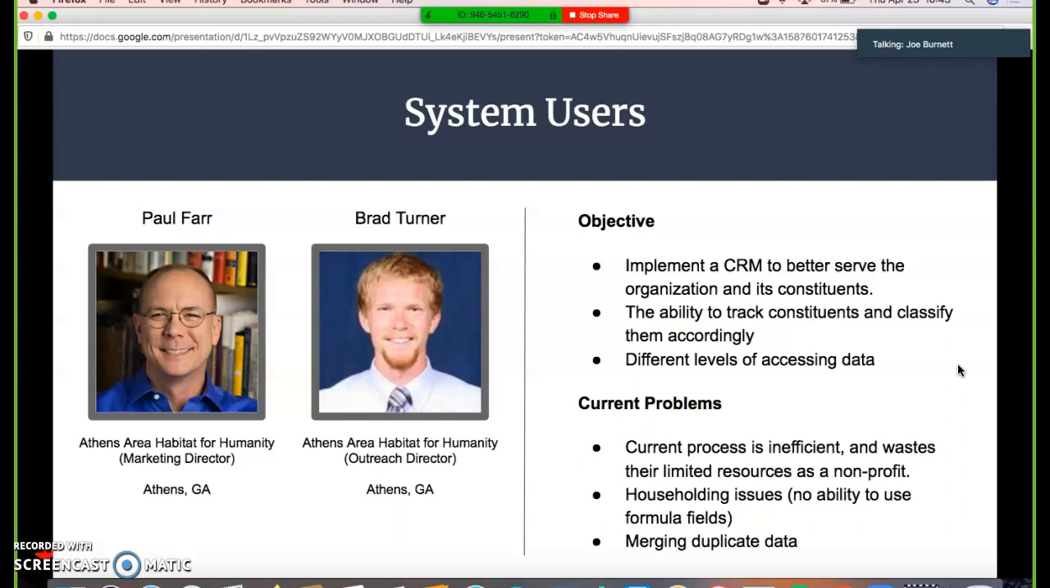Additionally, they mentioned the problems that they were currently facing with their existing system. The current process is inefficient and expensive. On top of that, they have difficulty classifying their constituents and merging duplicate data. Now I will pass it on to Joseph to talk about the functionality of our new system.